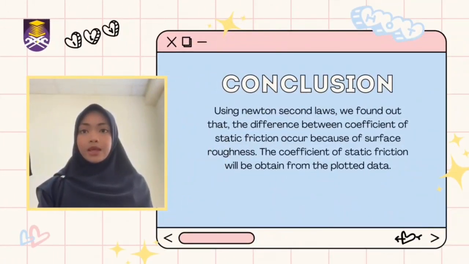Conclusion: at the end of this experiment, using Newton's second law, we found out that the difference between coefficients of static friction occurs because of surface roughness, and the coefficient of static friction will be obtained from the plotted data.